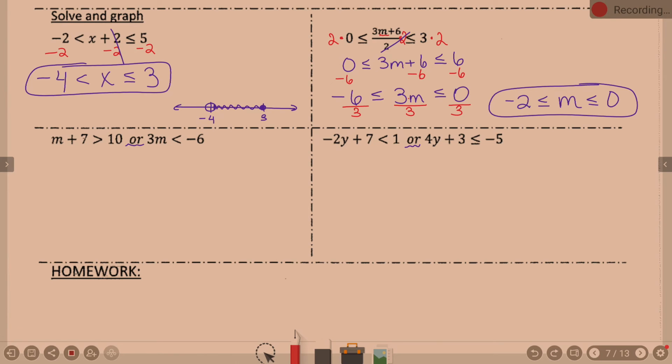If it's m plus 7 greater than 10, how do I get m by itself if it's m plus 7? The opposite of adding 7? Don't think too hard. What's the opposite of adding? Subtracting. So if it's m plus 7, we're going to subtract 7.